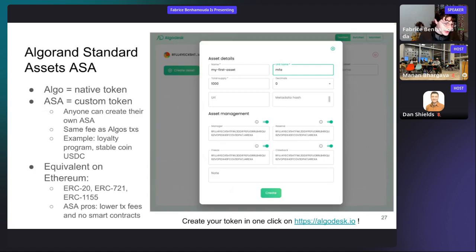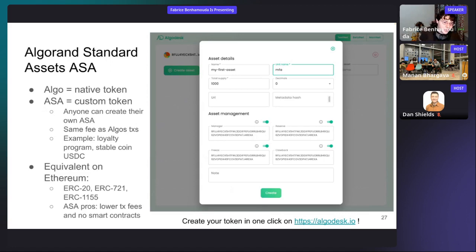I don't know if you have seen it on Ethereum or not, but on Ethereum, you have this notion of tokens: ERC20, ERC721, ERC1155, and so on. This is the equivalent, essentially a custom token that anyone can create. Examples are a loyalty program, if you want to create your own, or a stablecoin, a coin that mimics a dollar. For example, USDC is a coin on Ethereum or on Algorand that mimics the dollar. And so that's a custom token that is independent of the native token.